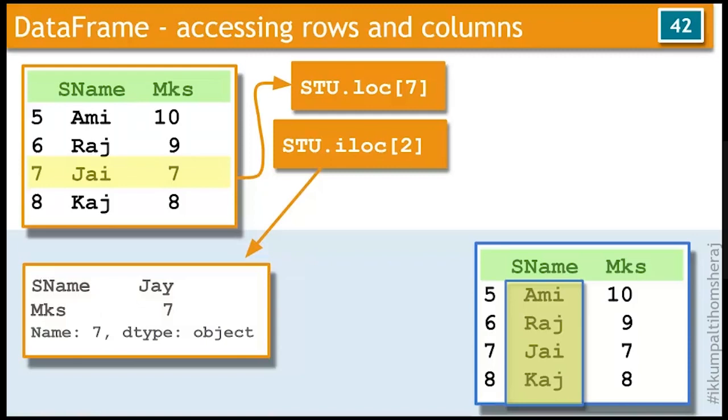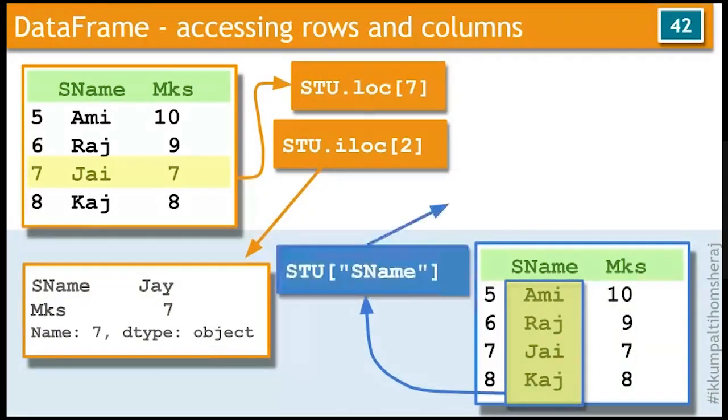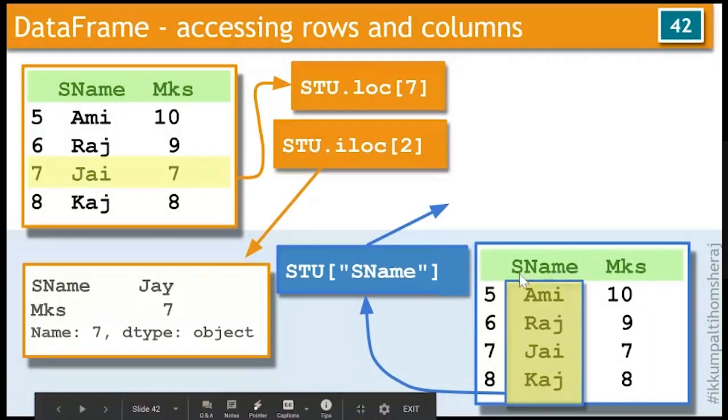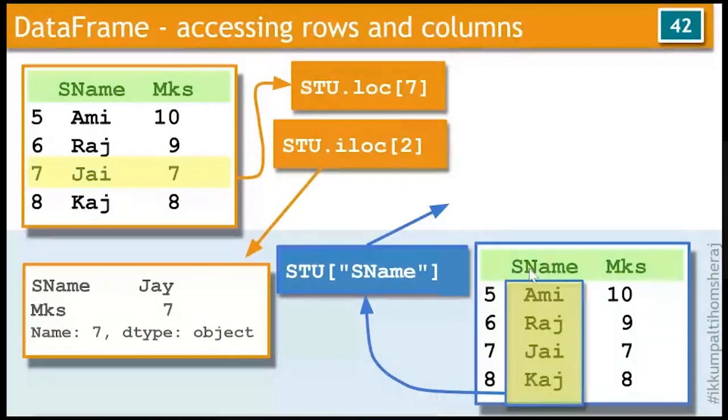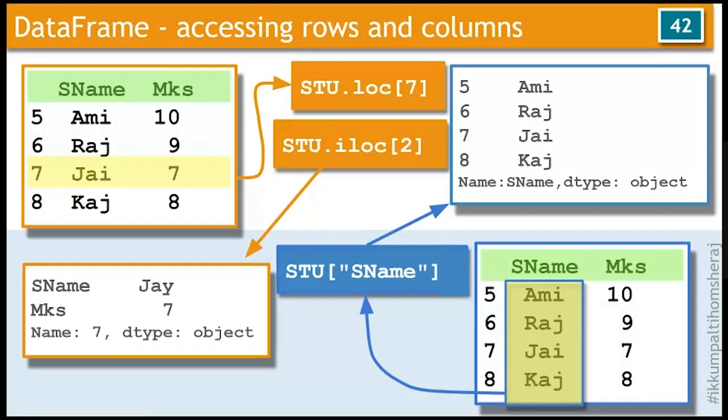So what we will do, we'll write the command stu and then specify the name of the column which is required to be pulled out. If we write stu and then square brackets and specify this name, we will be able to see the entire column along with the index values, right?